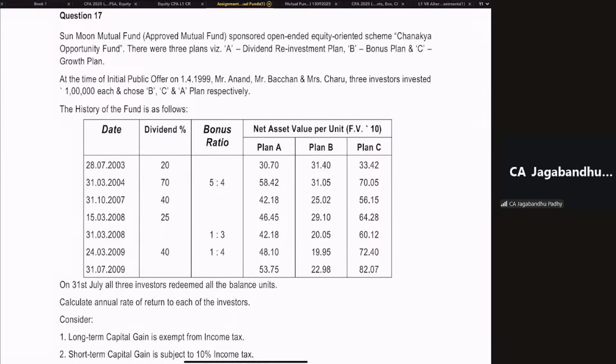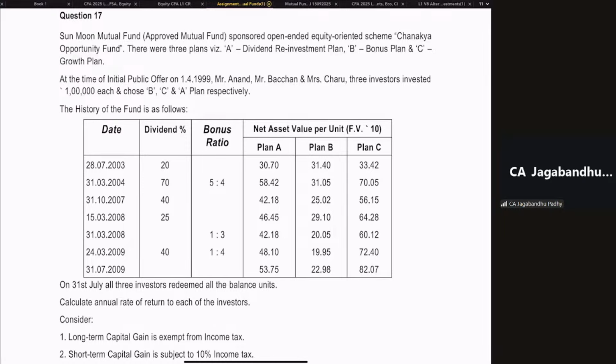is a growth plan, in which you don't get any dividend or any bonus. Rather, what you get is the direct final redemption value paid out to you. So no dividend, no bonus in between. Your NAV value will keep on increasing.